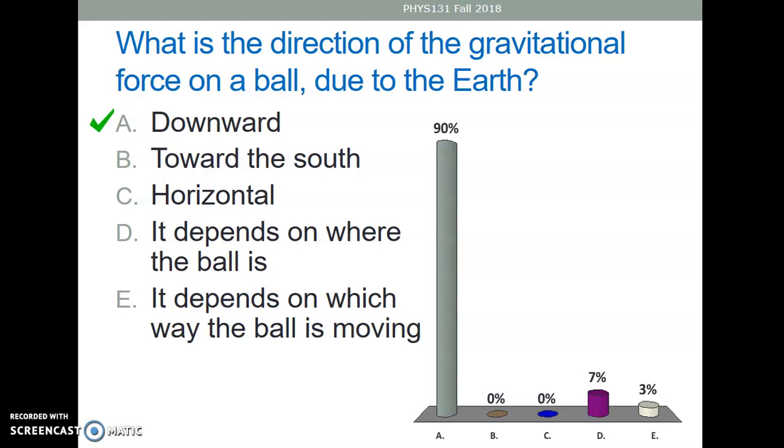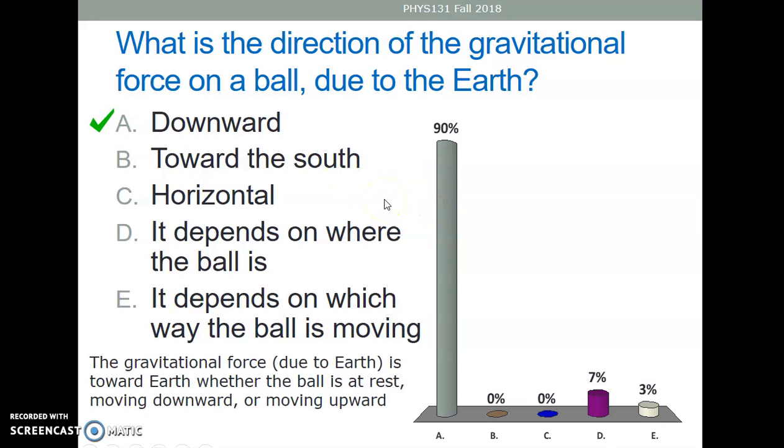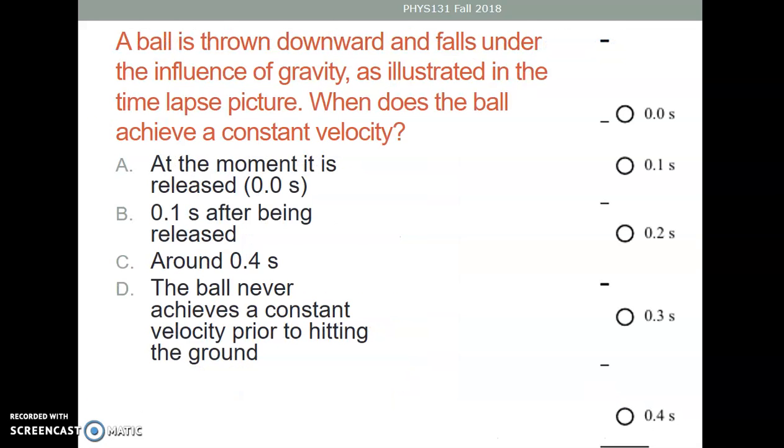That's why, for example, astronauts in space, who seem to be in the absence of gravity, I'll see if I can explain that in a couple of days, seem to have trouble figuring out what is up and down. All directions are equal. But when you're in the gravitational field and you're experiencing it the way we do, down is basically toward the center of the Earth, or the force of gravity. So the gravitational force due to Earth is toward the Earth's center, whether the ball's at rest, moving downward or moving upward.